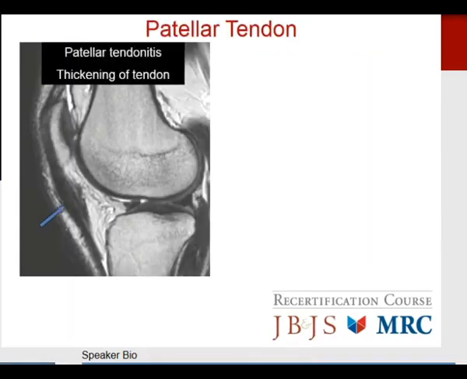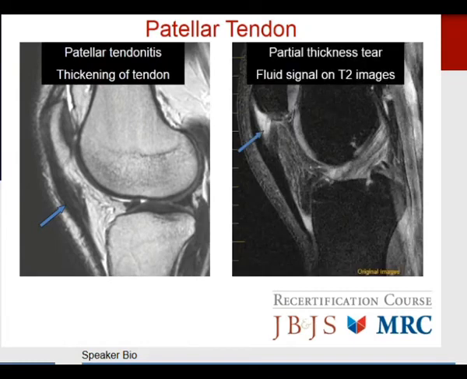When assessing the patellar tendon, it should be low signal throughout. It should be uniform thickness. When we start to see thickening and intermediate signal, this is a sign of patellar tendinosis or jumper's knee. Once we see fluid signal into the substance of the tendon, this is indicative of partial thickness tear.